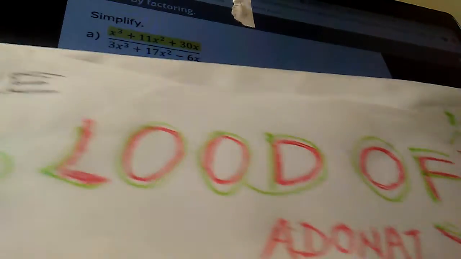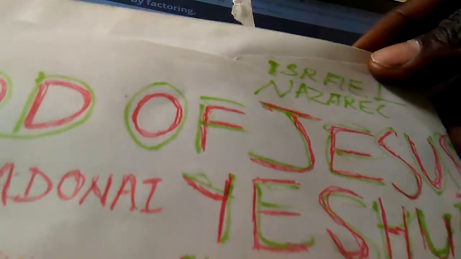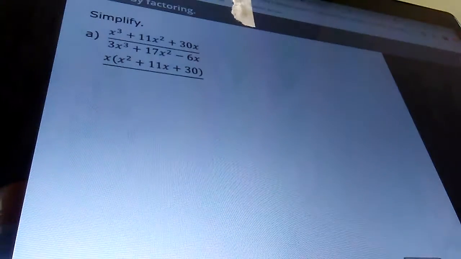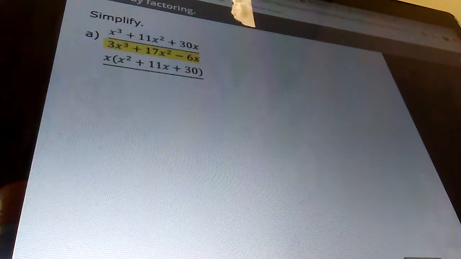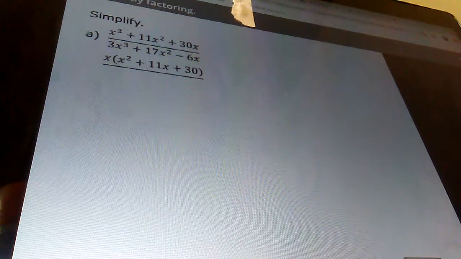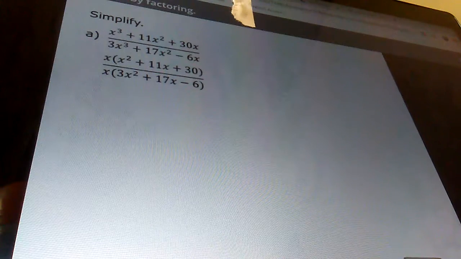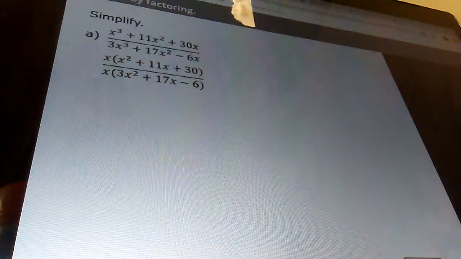We look at our numerator and look for the GCF. The terms don't have any numerical common factors, but each term contains an x, so the GCF is x. We write the GCF x, then inside the parentheses, we have x squared plus 11x plus 30. Let's look at our denominator. Notice that all three terms also contain x, so that would be our GCF. Take it out. We have 3x squared plus 17x minus 6. Now we need to check our fraction to see if it's fully factored.